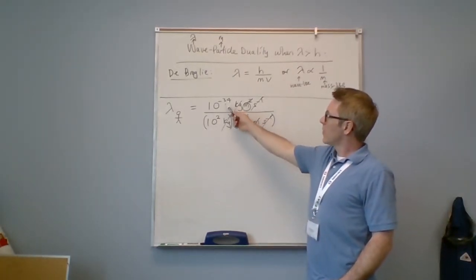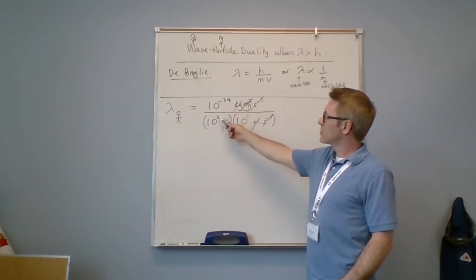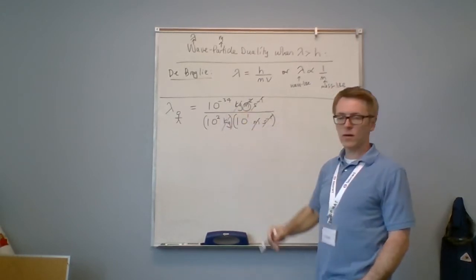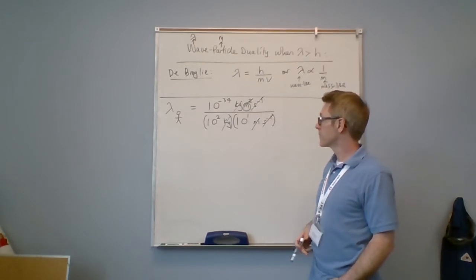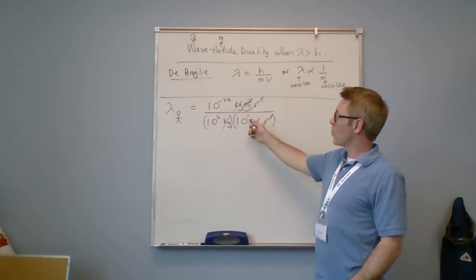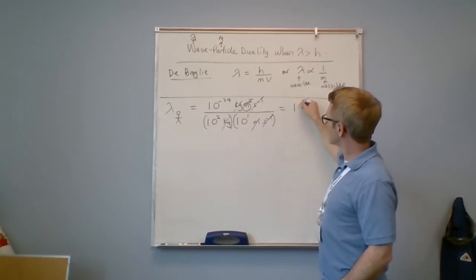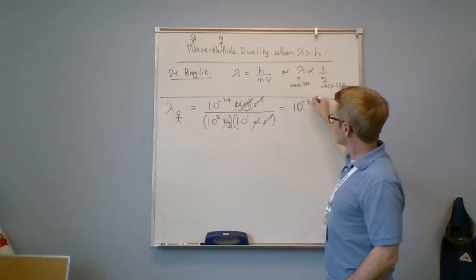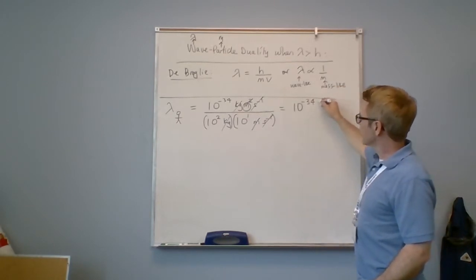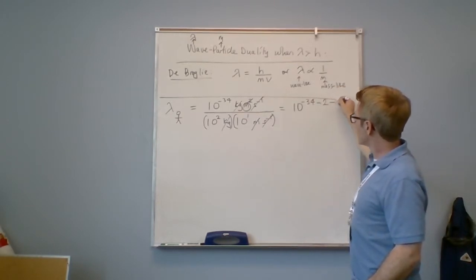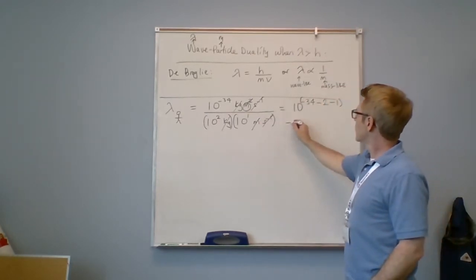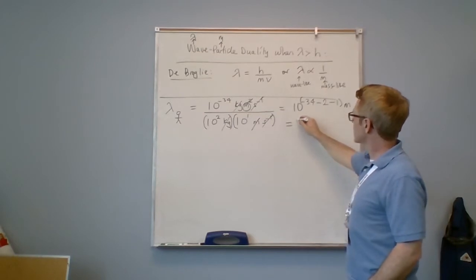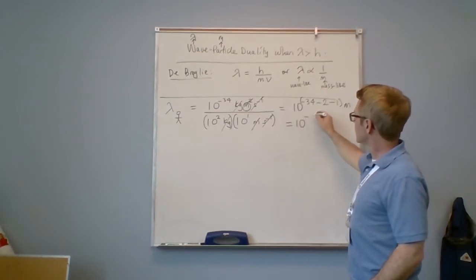I've got 34 divided by 10 to the 2, so that's 34 plus 2, which is negative 36. Then I've got it divided by another 10 to the 1, so I've basically got 10 to the negative 34 minus 2 minus 1, because I subtract the exponents, meters, which is 10 to the negative 37 meters.